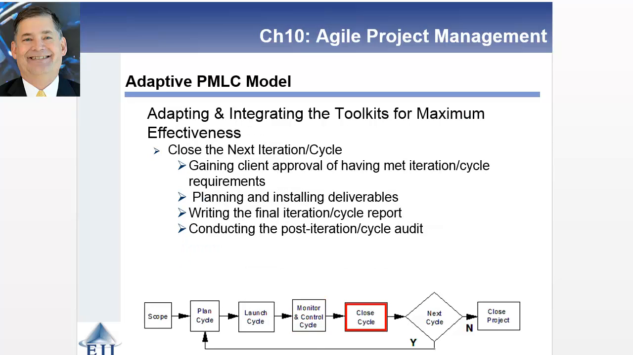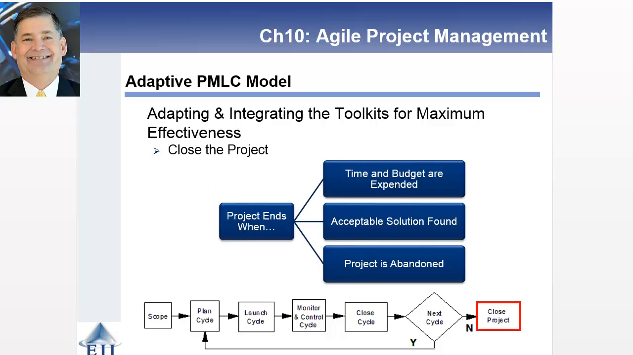When you get to close the next iteration or cycle, again, you have to talk with the client and decide what to do. Are we going to do another cycle? Are we going to close the project? Are we going to abandon the project? And when you get to the close project, got to do the audit and the final report associated with that. And so you close out that project when really one of three things occur. Either the time and budget have been expended, and you cannot gain senior level management support for additional money or time, an acceptable solution has been found, or the project is actually being abandoned.